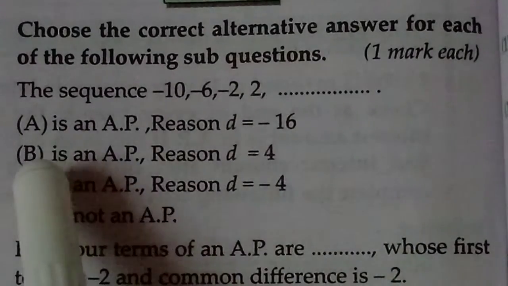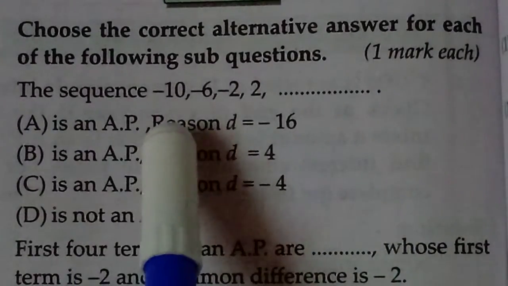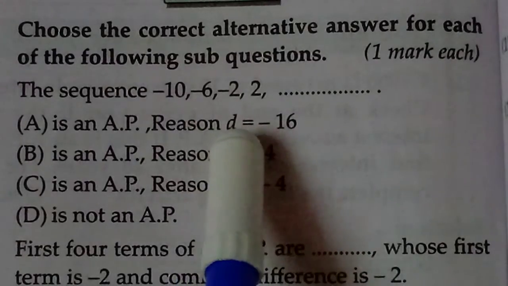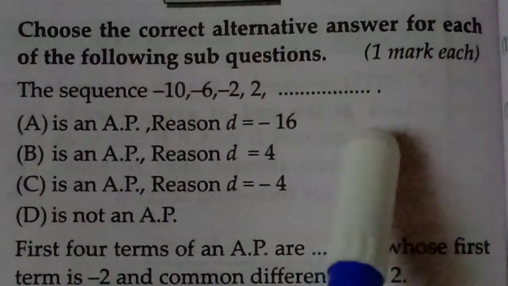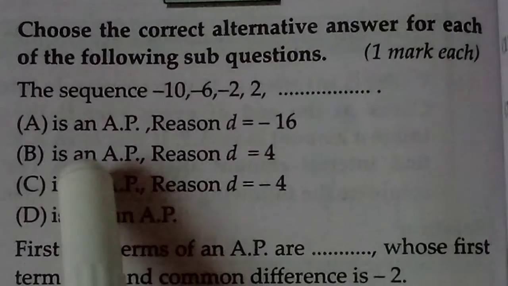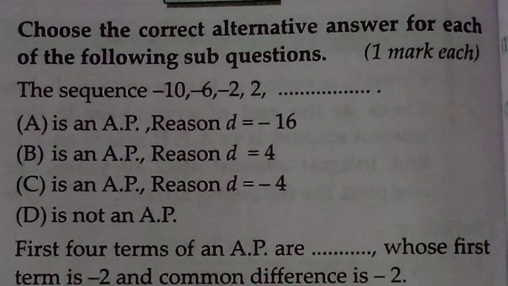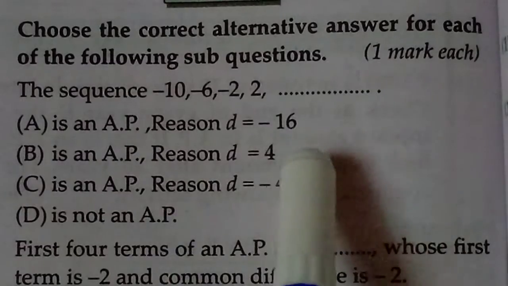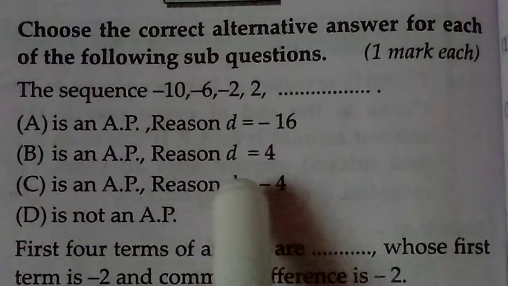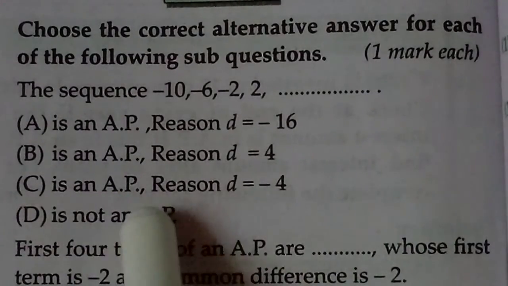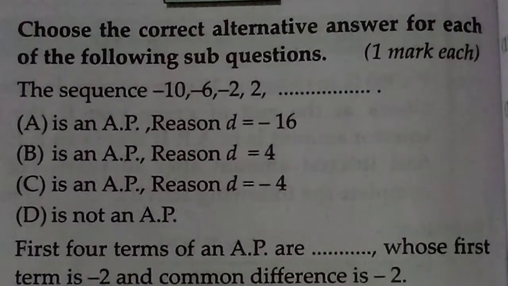First question is the sequence -10, -6, -2, 2, and so on. Options are: is an AP, common difference d = -16; is an AP, d = 4; is an AP, d = -4; and is not an AP. Now see how to solve this.